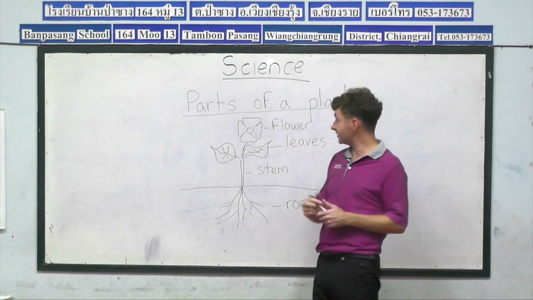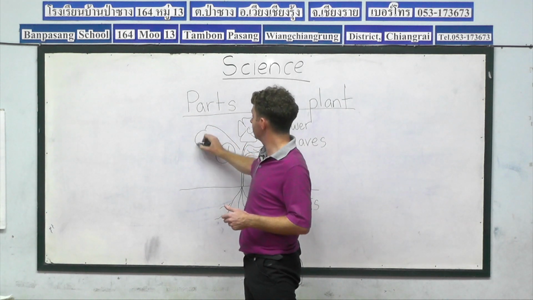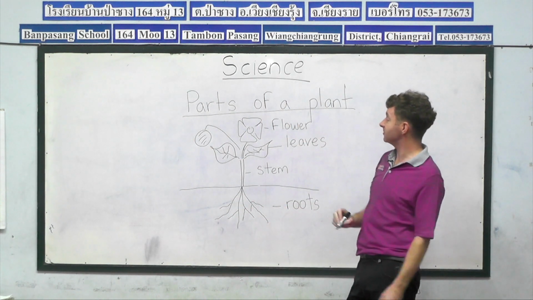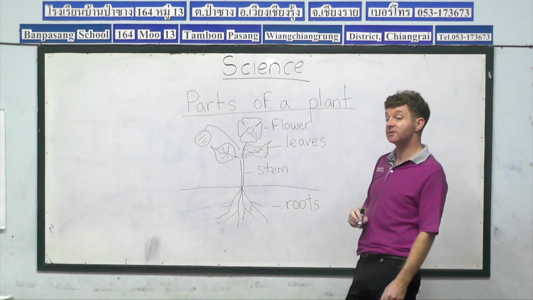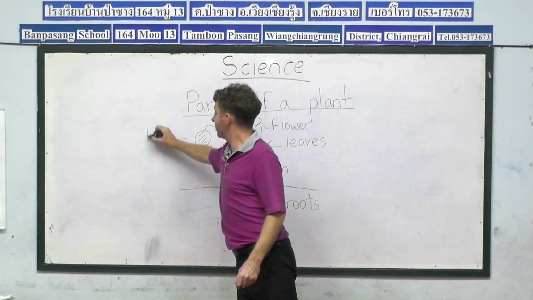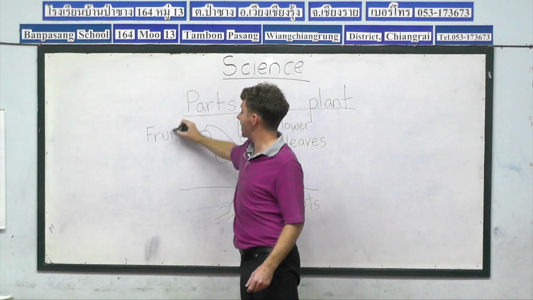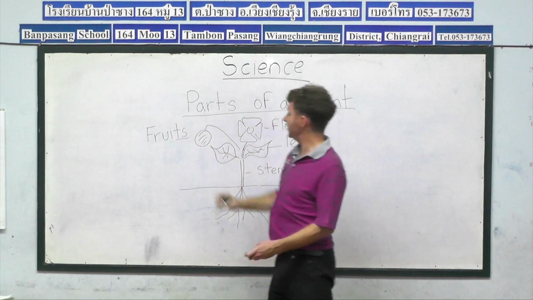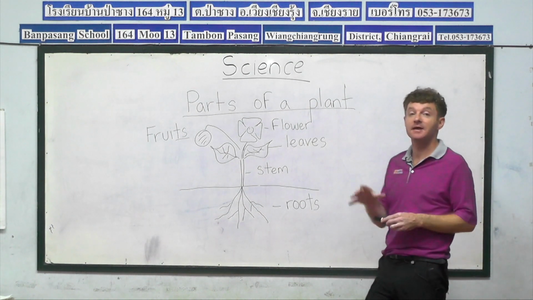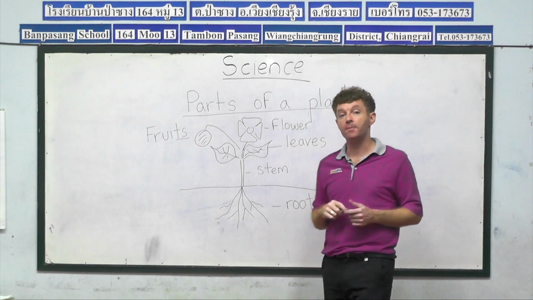Fruit. Excellent. Some plants also produce things that we call fruits. And these can grow off the branches and the leaves similar to the flowers. And how do we spell fruits, guys? F-R-U-I-T-S. So here is a brief board exercise to remember our students about the different parts of a plant.